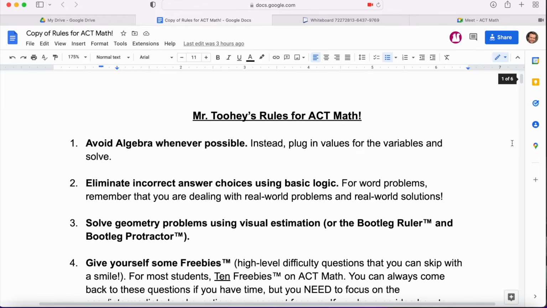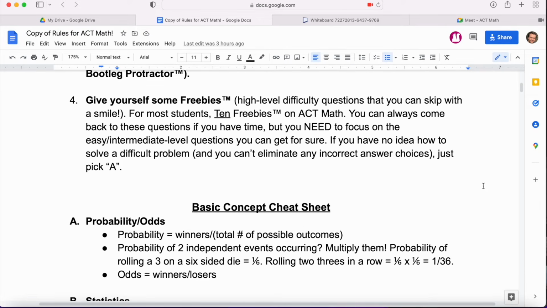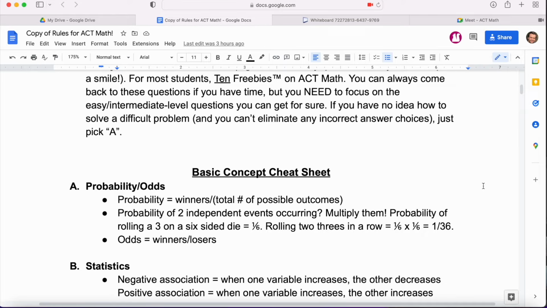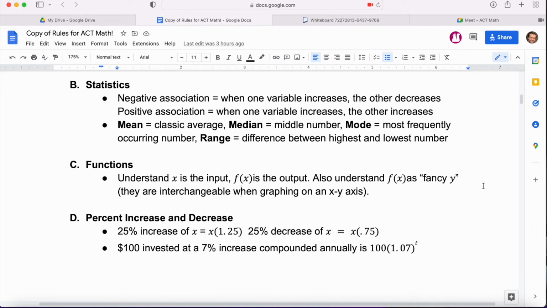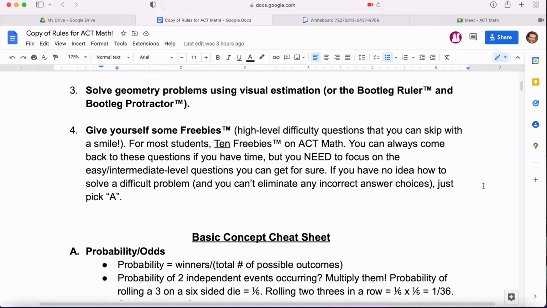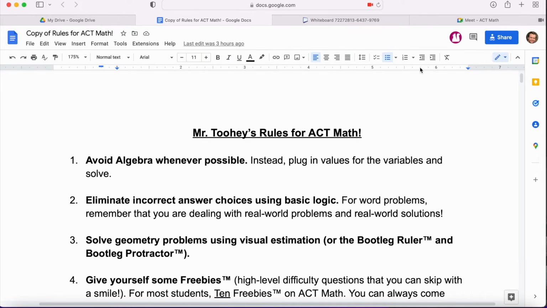There's also some more specific concepts that you just have to know for the ACT. You've just got to know probability. I think we have a probability question right off the bat here on this problem set. You just have to know mean, median, and mode. You just have to know what a ratio is. You have to know what functions are. So we're going to go over some of those specific concepts as well.